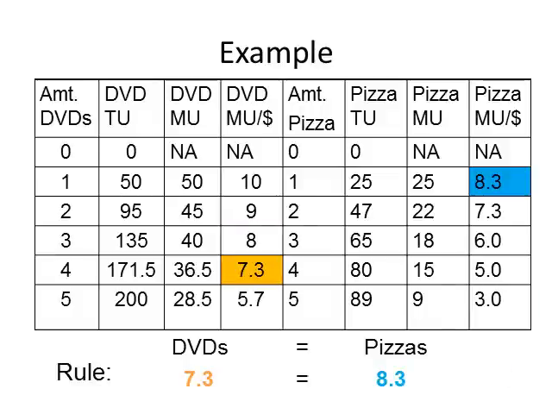Moving one row down the DVD MU divided by dollar sign column, the DVD MU divided by dollar sign is 7.3. Starting back at the top of the pizza MU divided by dollar sign column, the pizza MU divided by dollar sign is 8.3. Since 7.3 is not equal to 8.3, Colleen will choose not to consume at this point.